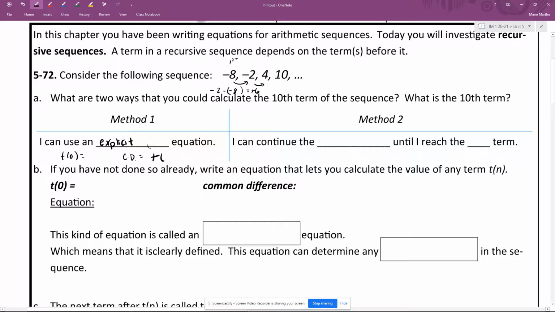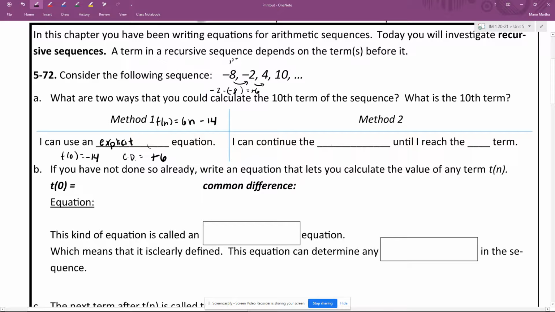So here, +6, and then our initial value, our 0th term, would be: we go back 6 from -8, and that gives us -14. So our explicit equation would be t of n equals 6 times n minus 14.